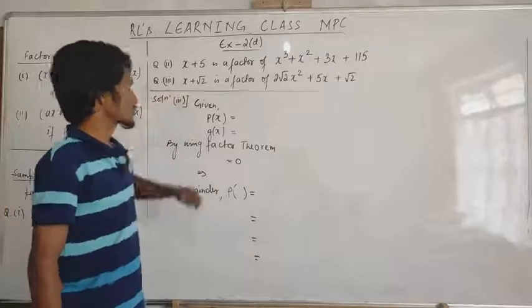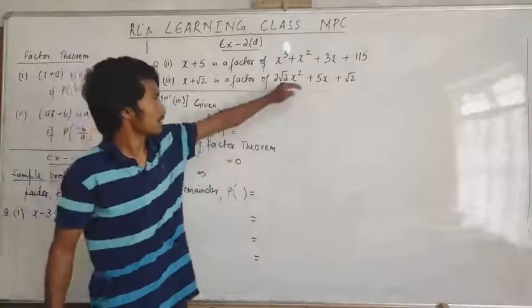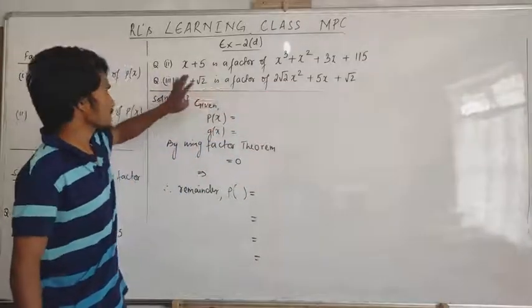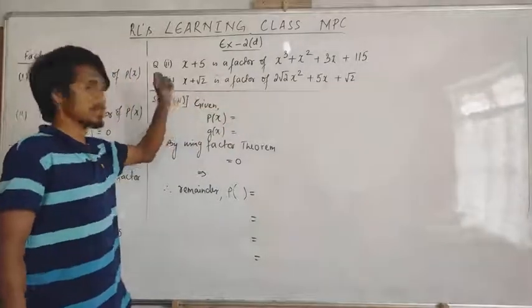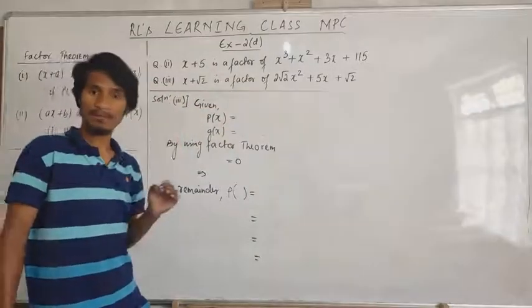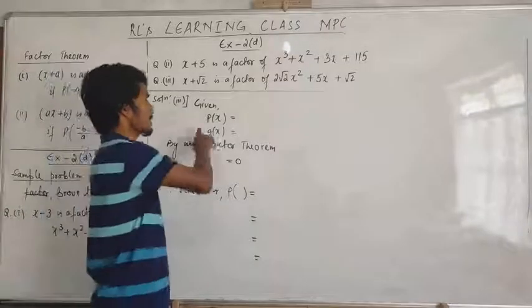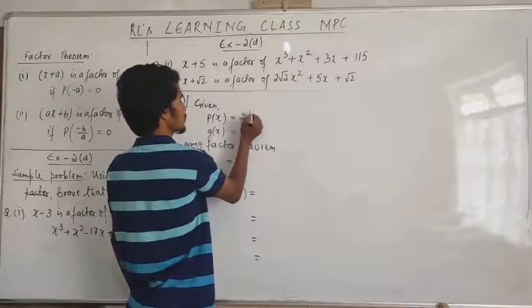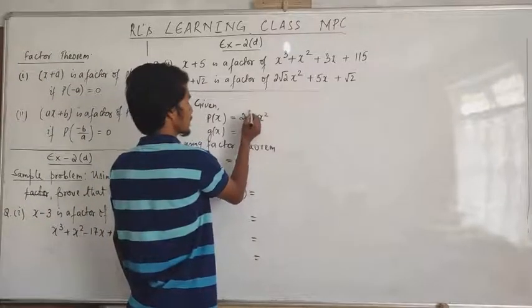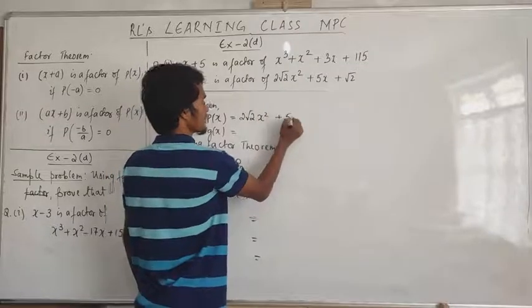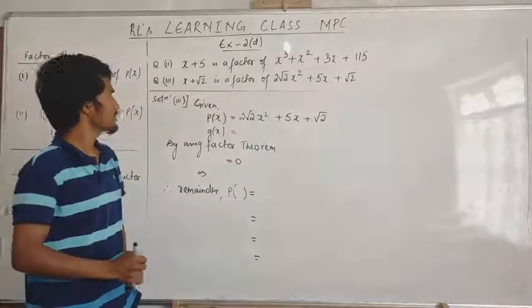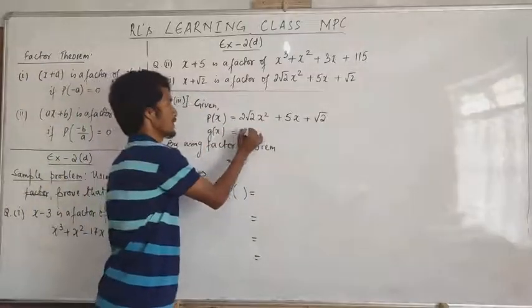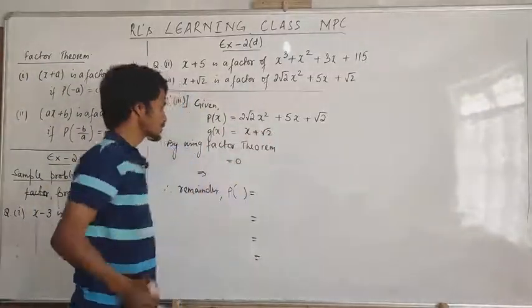Okay, now let's come to question number 3. Here, consider again this as p of x and this as g of x. Now p of x is divided by g of x, and the remainder we have to get again 0. Okay, p of x here is 2 root 2 x squared plus 5x plus root 2, and g of x here is x plus root 2.